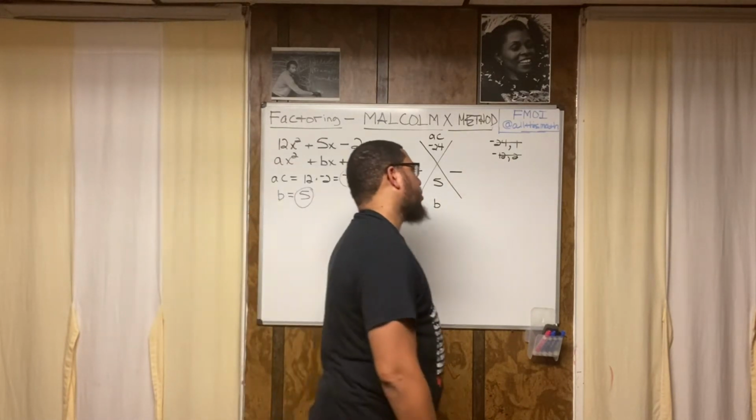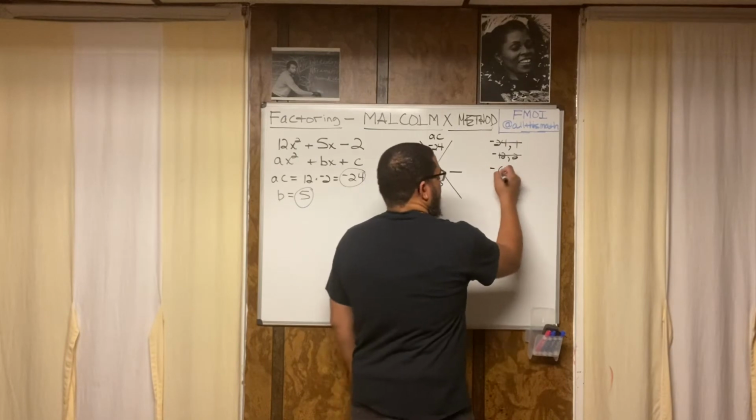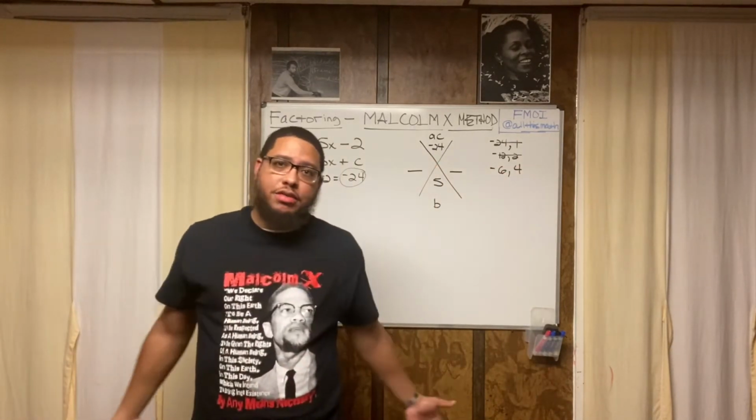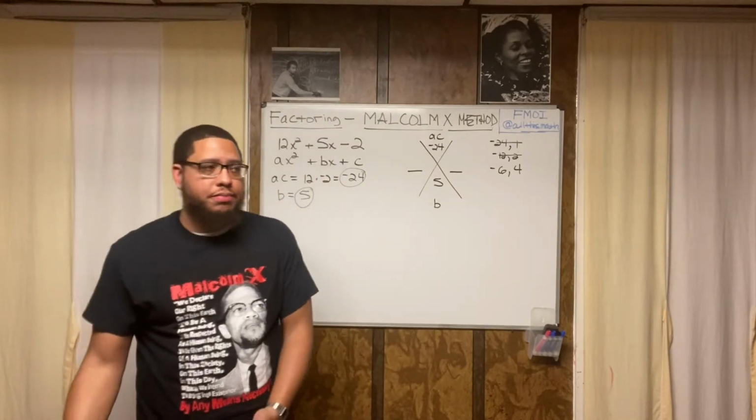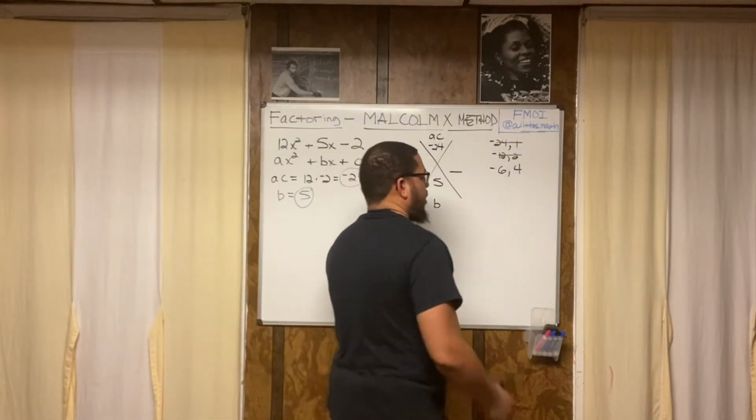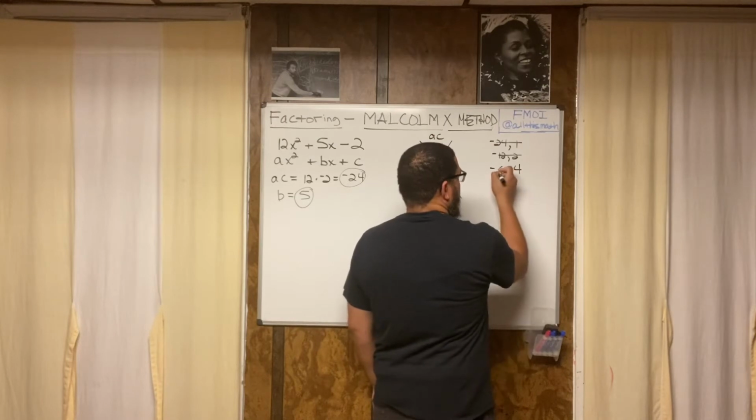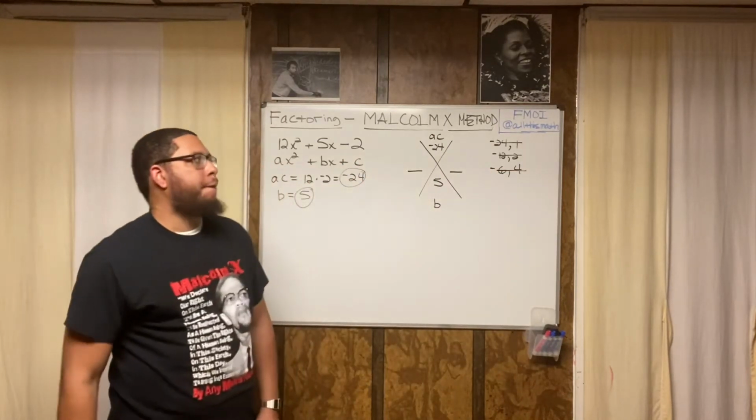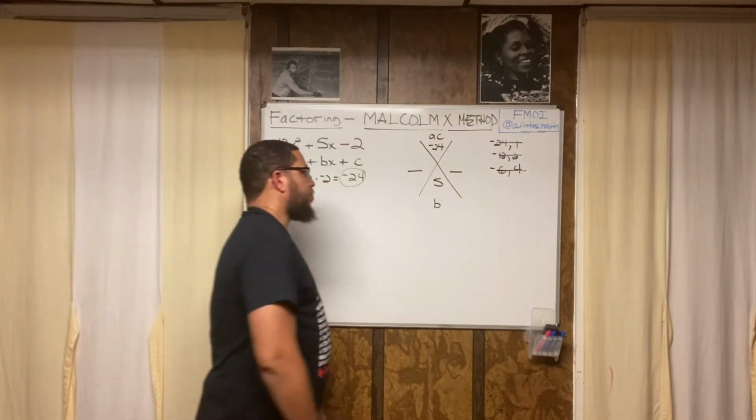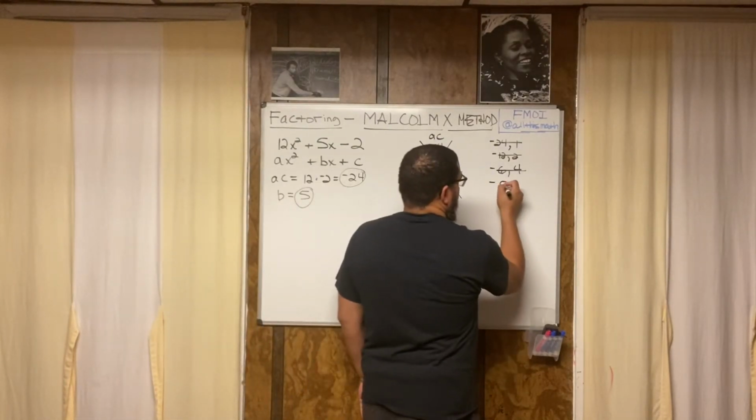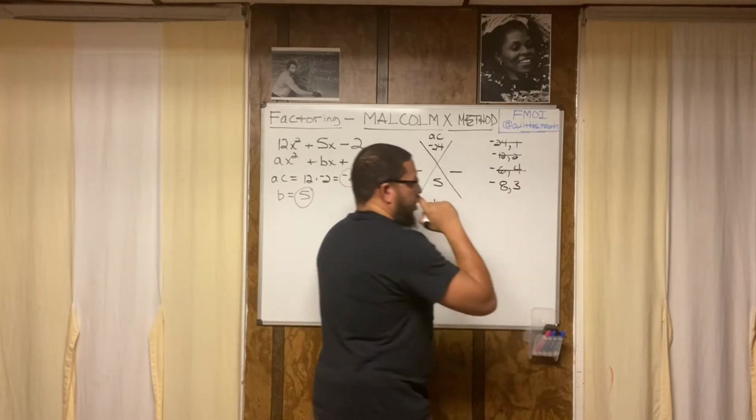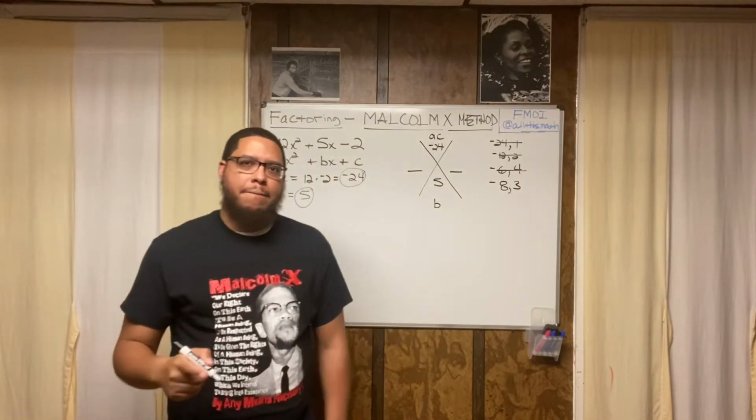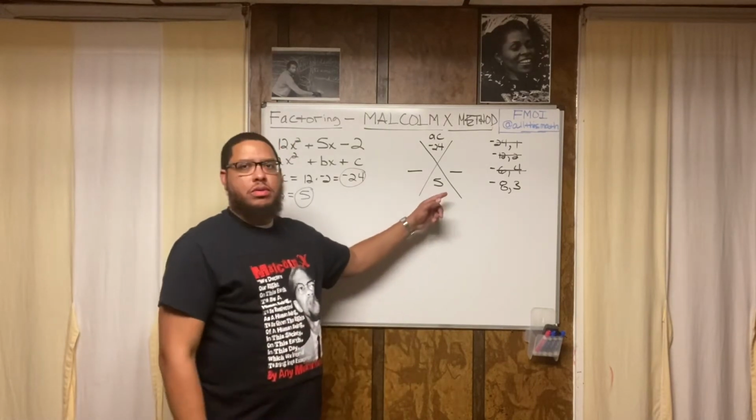So the next, what if I did negative 6 and 4? Ask yourself this, does negative 6 plus 4 add up to positive 5? No, it doesn't. Negative 6 plus 4 adds up to negative 2. So that pair doesn't work. What about negative 8 and positive 3? Negative 8 and positive 3 adds up to negative 5. But I need a positive 5 though.